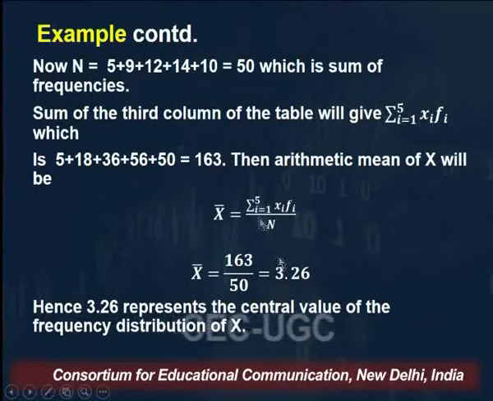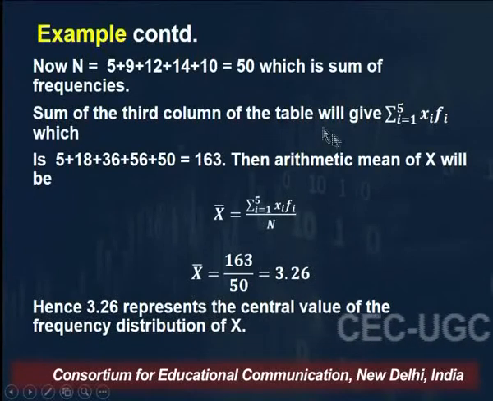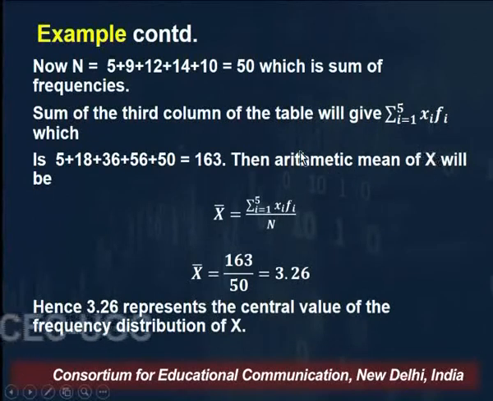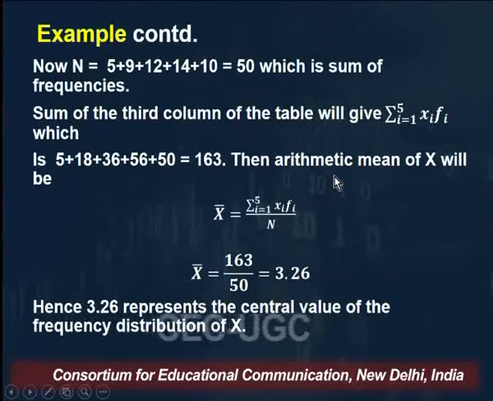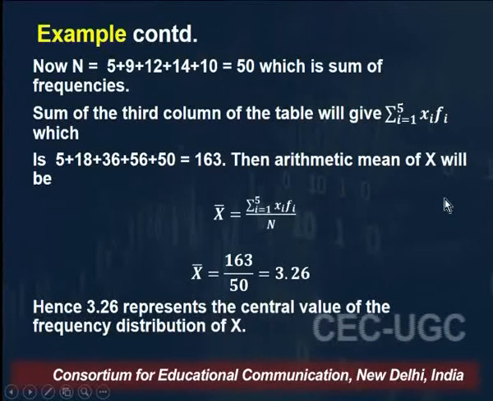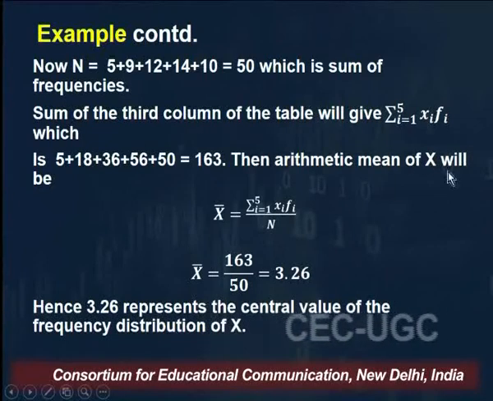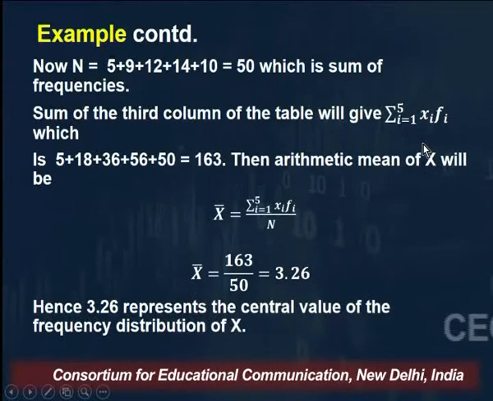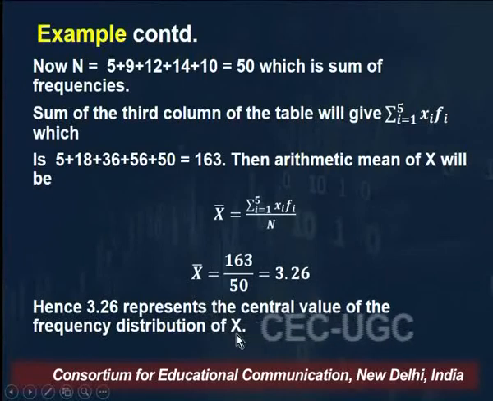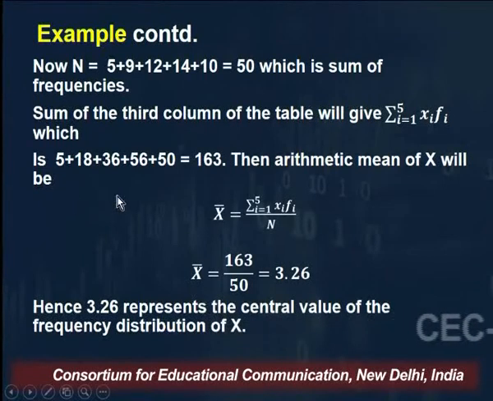Now understand that whenever you have mean or median or mode, they are always of the variable, they are not of a particular value. So that is why I have written arithmetic mean of capital X. Whichever variable you have, arithmetic mean of marks, arithmetic mean of heights, arithmetic mean of weights, whatever capital X represents, it is the arithmetic mean of that variable. It is important to realize this. So 3.26 represents the central value of the frequency distribution of capital X, which we have treated to be arithmetic mean.